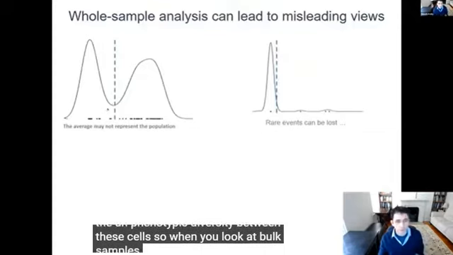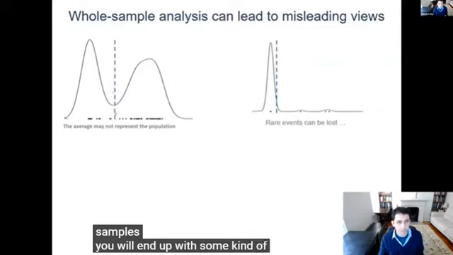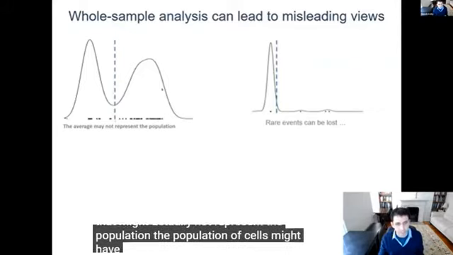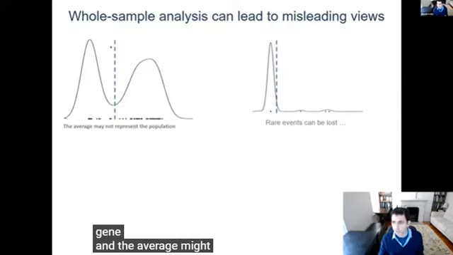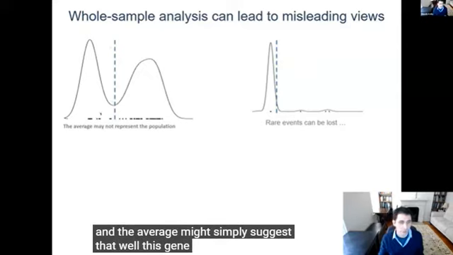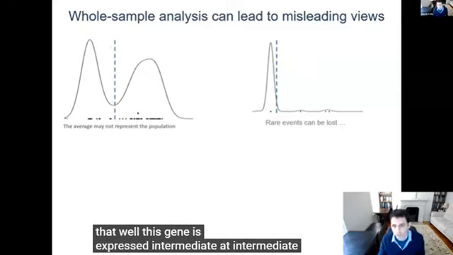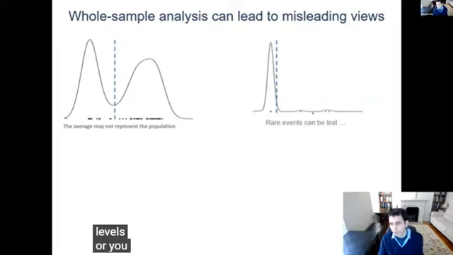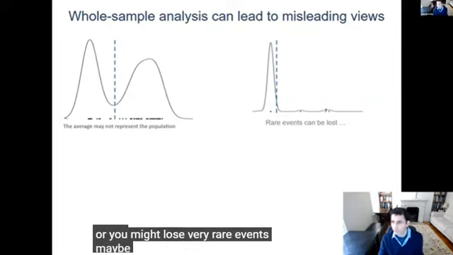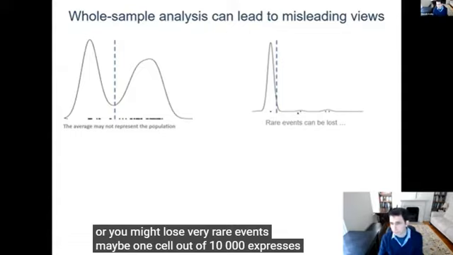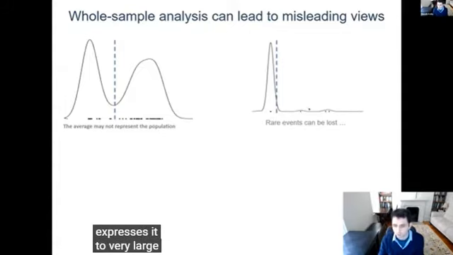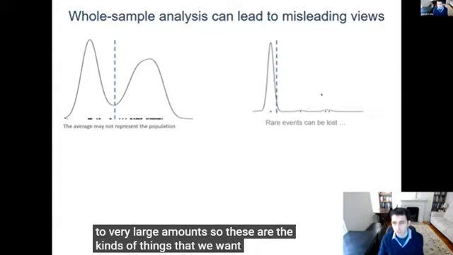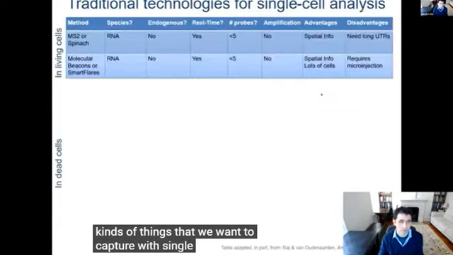So when you look at bulk samples, you will end up with some kind of average measurement that might actually not represent the population. The population of cells might have either very high expression or very low expression for a particular gene, and the average might simply suggest that this gene is expressed at intermediate levels. Or you might lose very rare events. Maybe one cell out of 10,000 expresses that RNA, but when it does, it expresses it in very large amounts. So these are the kinds of things that we want to capture with single cell data.